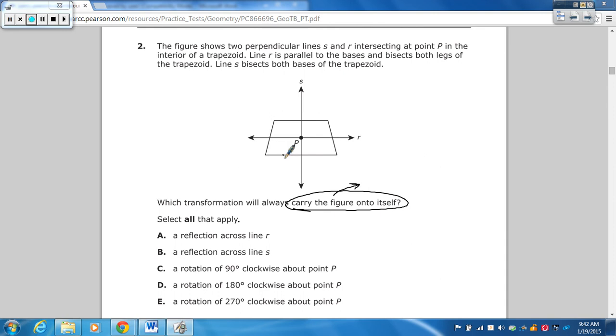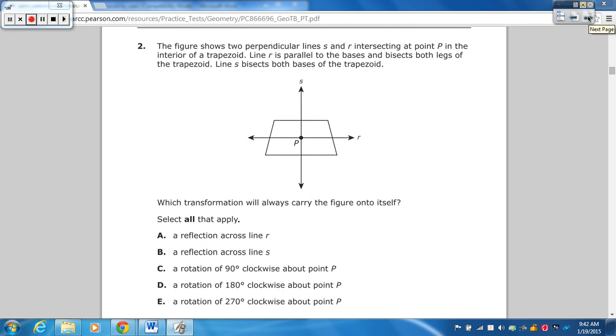This trapezoid up here is going to be in the exact same position and congruent to itself. So, same position and congruent to itself. You might want to say it's the exact same image, okay? That's what we want to know: which of these transformations will allow us to say that.